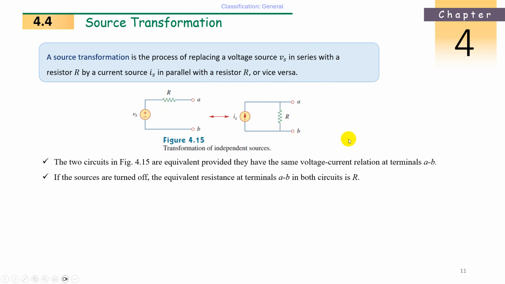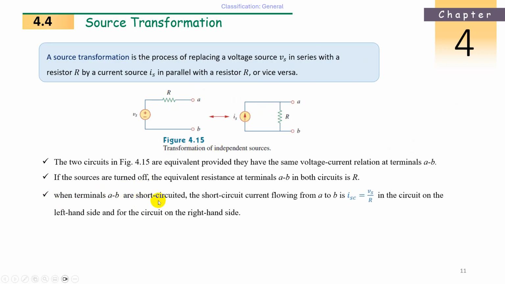That is the second case we are testing, and the voltage-current relationship is also satisfied. When these two are satisfied, source transformation is okay and we can do it. That is, a voltage source in series with a resistance can be transformed to a current source in parallel with a resistance. Another point: when terminals A and B are short circuited, what happens?